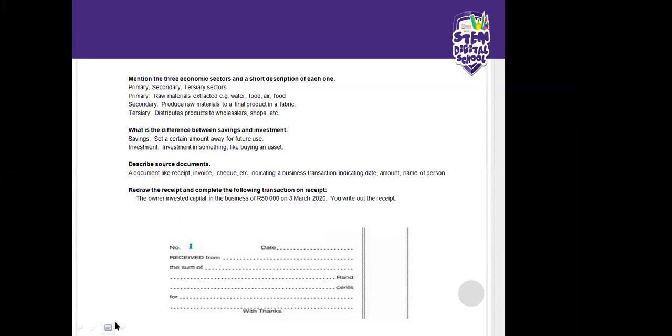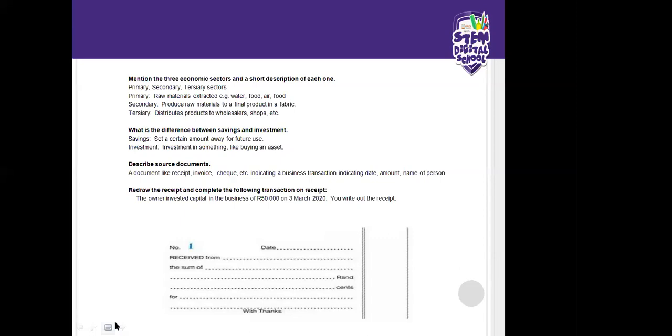Now, with the primary sector, it's raw materials extracted, or you could have said something about natural resources, for example, water, food, air, etc. The secondary sector produces the raw materials into a final product in a factory. If you have used an example of, let's say, the wool that they've taken from the sheep and they've made a jersey of it, for instance, then you can also give yourself a mark there. And the third, the tertiary sector, is where they distribute the products to wholesalers, shops, retailers, etc.